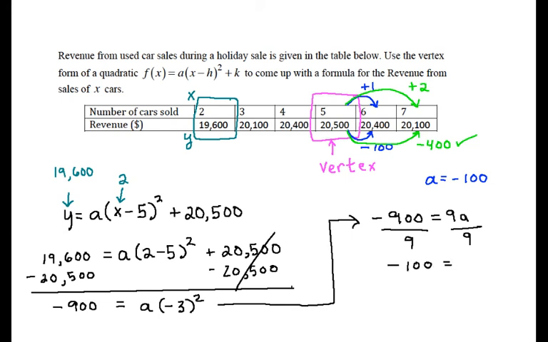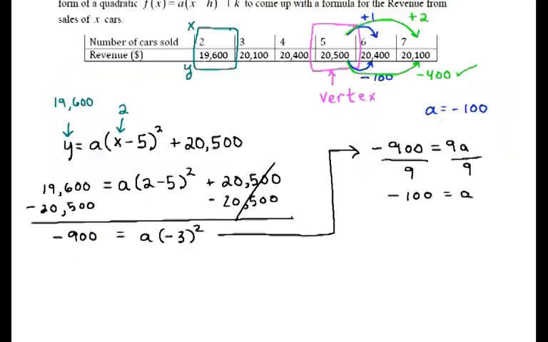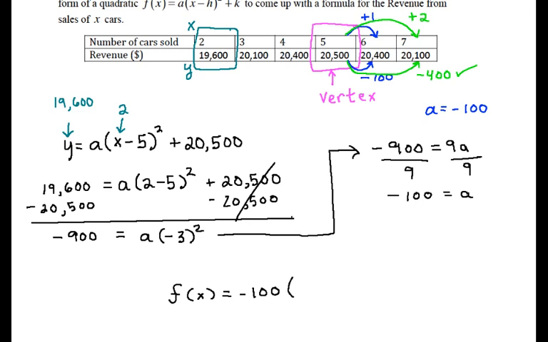And again, my final answer is going to have a function with these values filled in for all of the constants. Actually, this one's a little bit long, so I may need to buy myself a little more space to write it. We'll write it down here at the bottom. f of x equals negative 100 times x minus 5 squared plus 20,500.